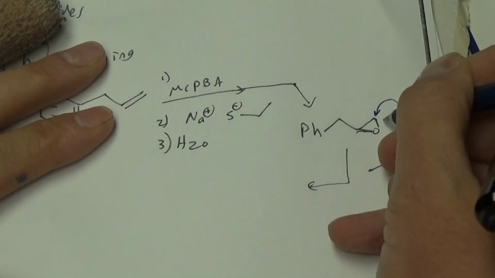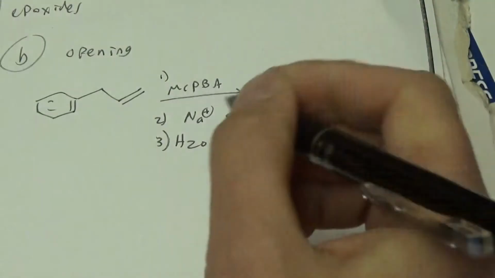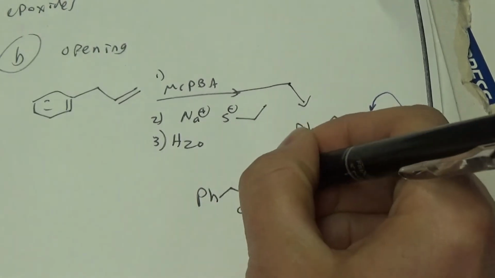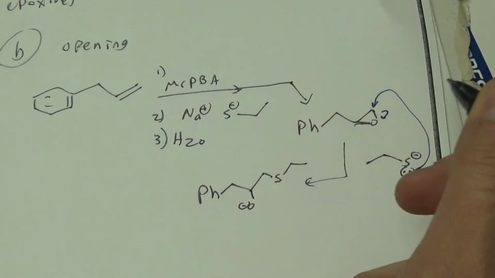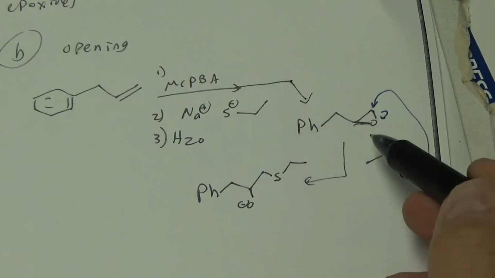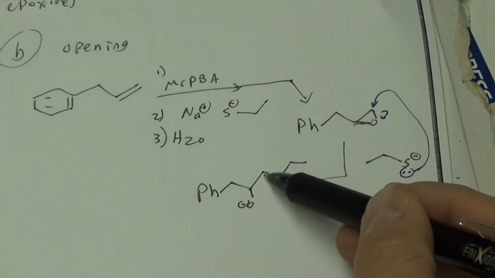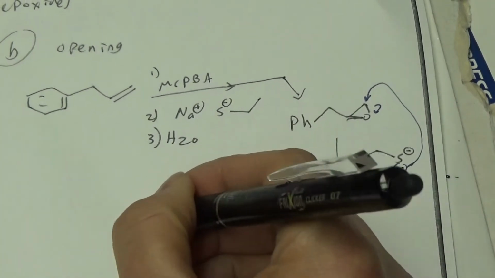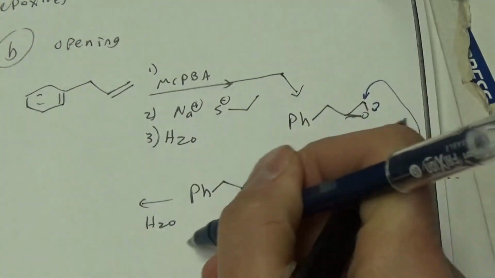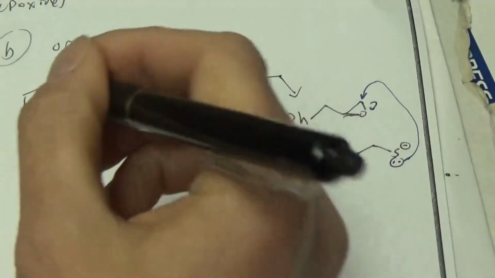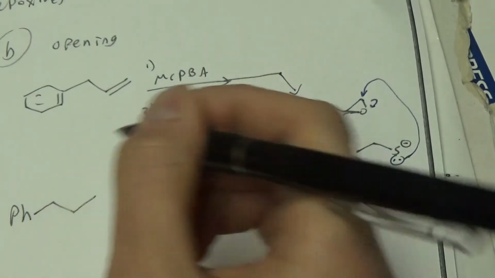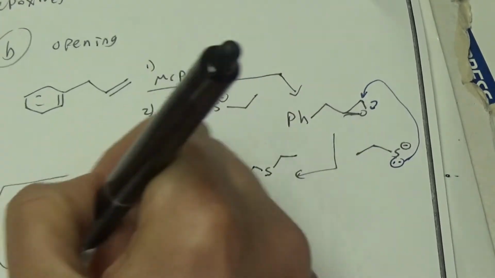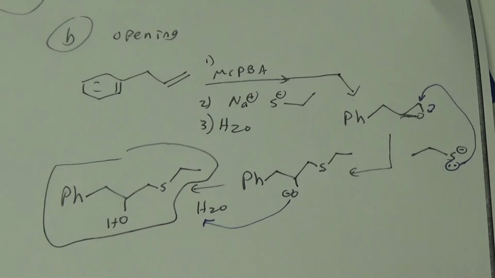Open it up on the least hindered side. One carbon, 1, 2, 3 carbons. There's my 3 carbons, and then the sulfur has 2, so we attach 2. And then what does water do? It gives a proton to oxygen. The final product is that.